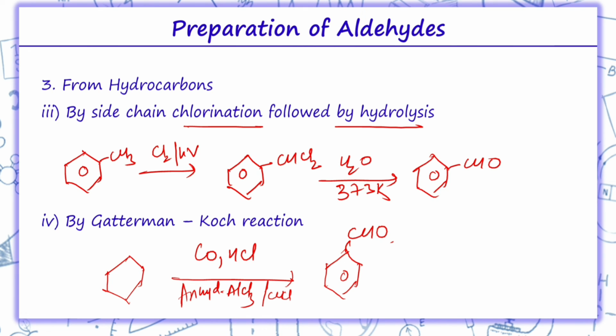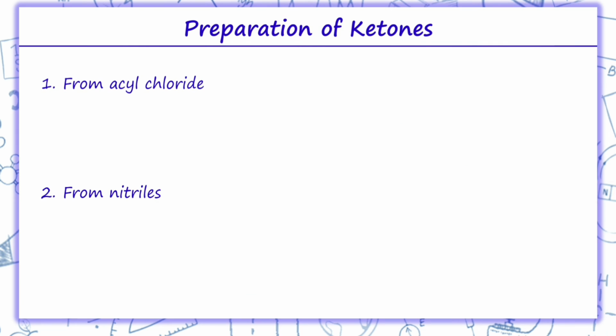So in the preparation of aldehydes, the first reaction was from acid chlorides, Rosenmund, from nitriles and esters, then from hydrocarbons. First was by oxidation of methyl benzene, then by side chain chlorination, and then the Gattermann-Koch reaction. Now, moving on to the preparation of ketones.